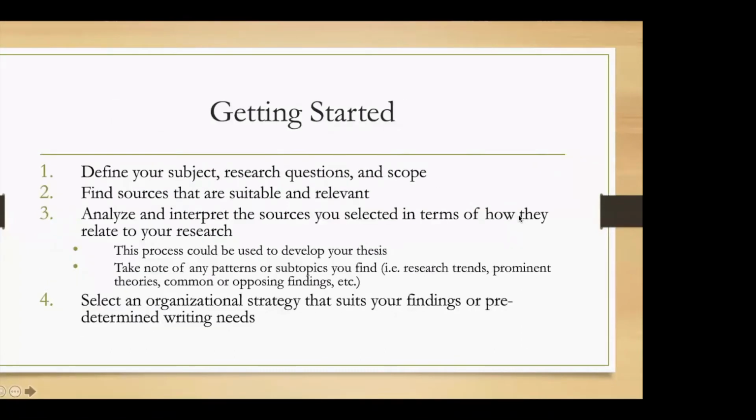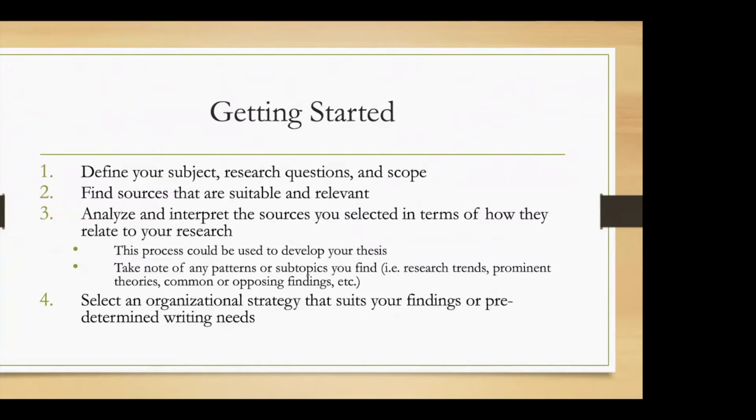So, how do you start with a literature review? Well, it's always good to define what exactly your subject is. So it's usually something in your discipline. Create some research questions with it and decide what the scope of it is. So is it a general broad theme, or are you studying something very specific within your field?